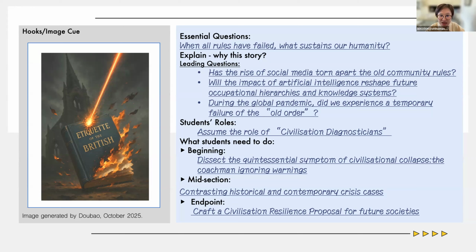And this is a deliberate pedagogical move to shift students from passive receivers to active protagonists in their own learning, by framing them, in this case, as civilization diagnosticians. It gives them agency and a clear purpose. The final section, the beginning, mid section, and endpoint, logically flows from that role, and it's not a list of assignments. It's the plot of their mission, providing a clear narrative arc that guides them from initial analysis to a meaningful summative product.